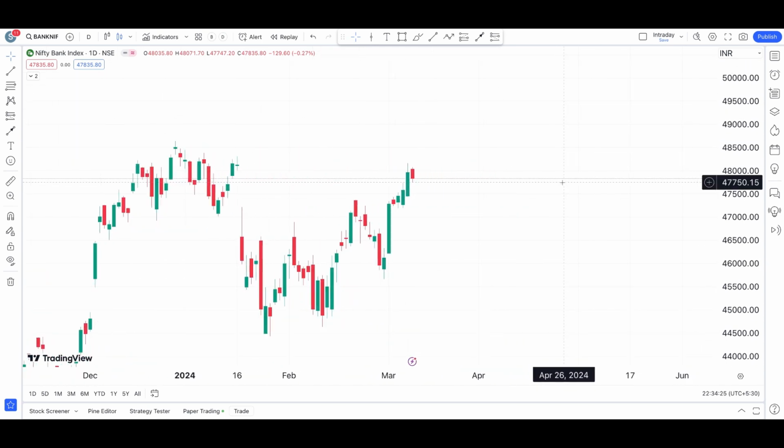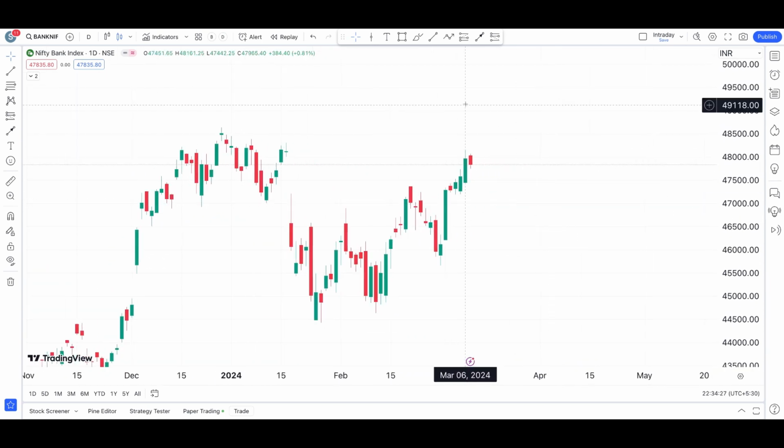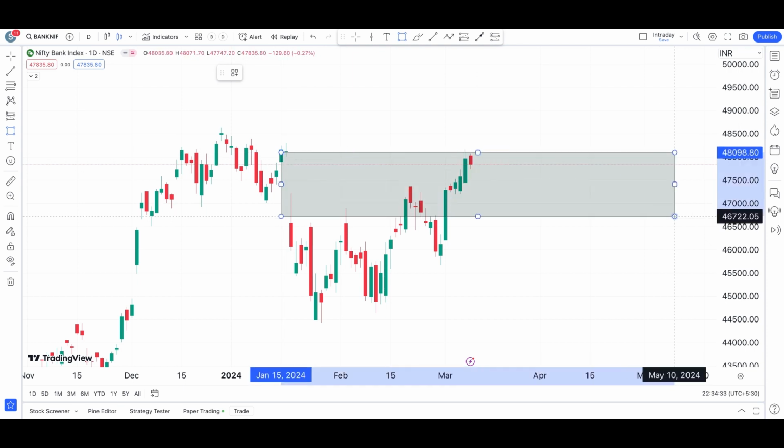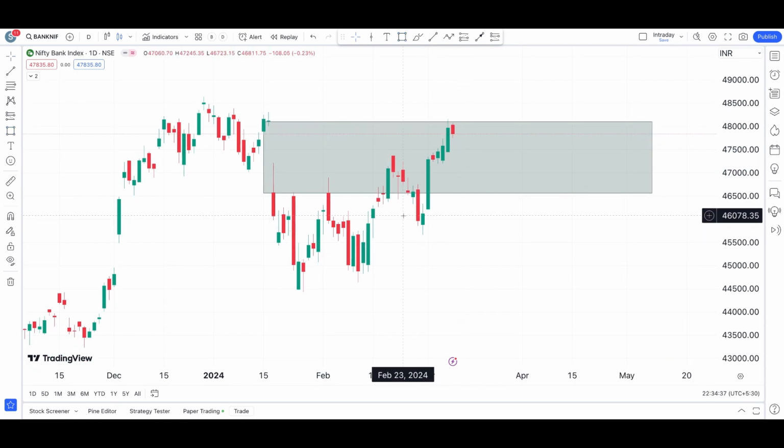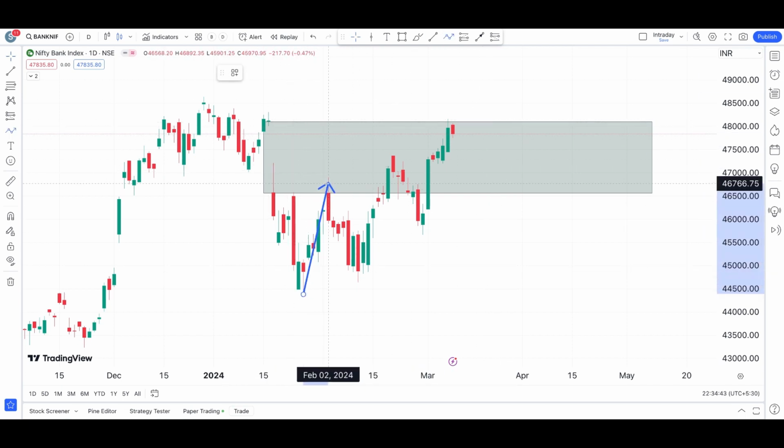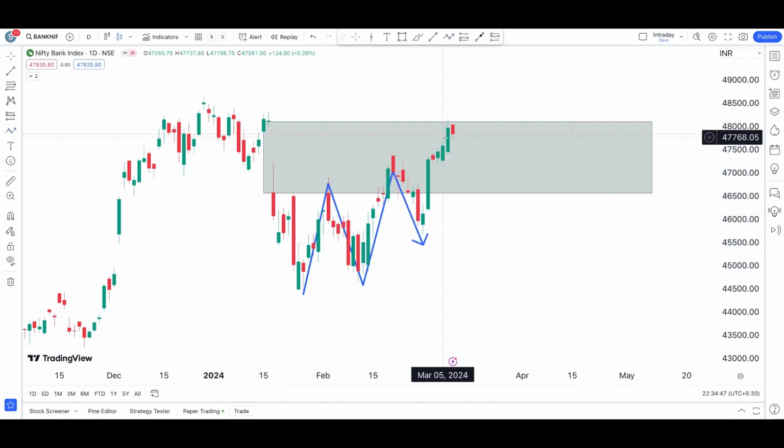right from the moment we have seen this gap, we have been continuously talking about this gap on a daily time frame. So now we know that the gaps are going to act as support and resistance. So since this gap is towards the upper side, and we have all this momentum coming from the downside, this is going to act as resistance.